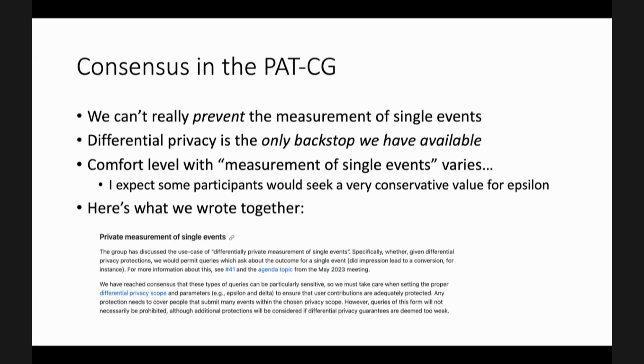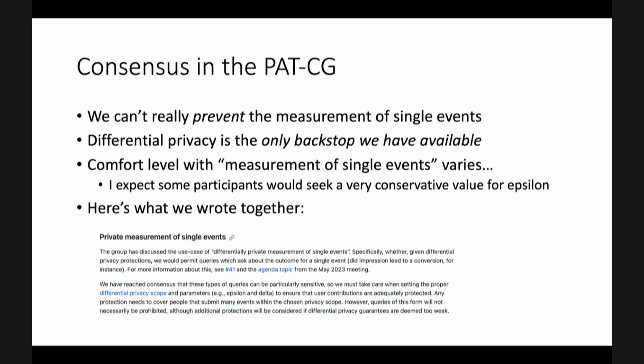The only backstop we have available is differential privacy. That's the only one with a strong, academically rigorous privacy protection. So what is the participants' comfort level with intentionally designing an API to support the measurement of single events, rather than it being a side effect of differencing attacks? I expect that some of the participants are going to try to seek a very conservative value for epsilon, which would seem to make it not particularly valuable.